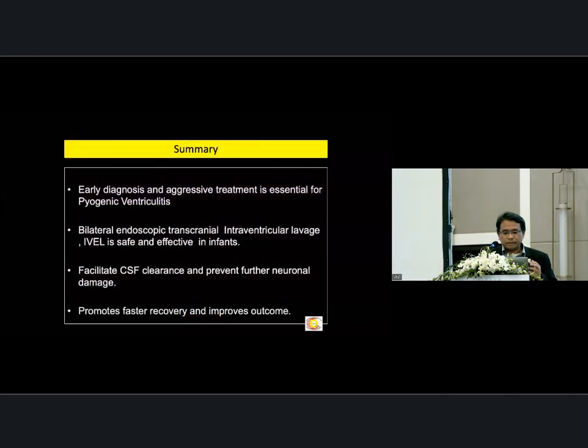Based on this experience, we found that early diagnosis and aggressive treatment are essential for pyogenic ventriculitis. Bilateral endoscopic transcranial intraventricular lavage is safe, even though initially we thought it could be dangerous, especially in newborns. It is effective even in infants. It facilitates CSF clearance and prevents further neuronal damage.